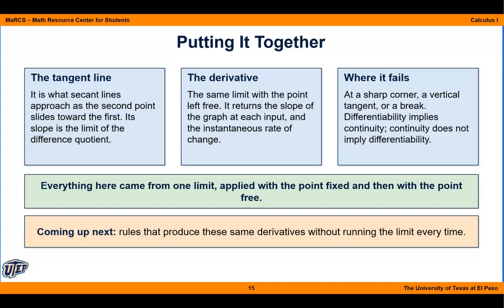A finite derivative can fail to exist at a sharp corner, a vertical tangent, or a break in the graph. Differentiability implies continuity, but continuity does not imply differentiability. In the next lesson, we will develop differentiation rules that produce these same derivatives without repeating the complete limit process each time.